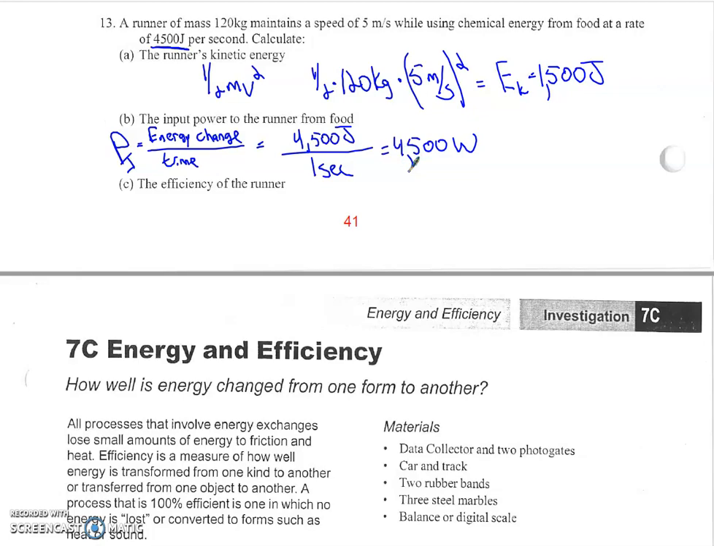And now the efficiency, just like we have been doing, useful energy out, which is in this case 1,500 joules, divided by the total energy in, which was this 4,500 joules. That's the energy in due to the chemical energy stored in the food. We're going to multiply our answer by 100%, and that gives us 33%. So my guess is a lot of that energy is being, well, wasted, I guess you could say, through sweating.